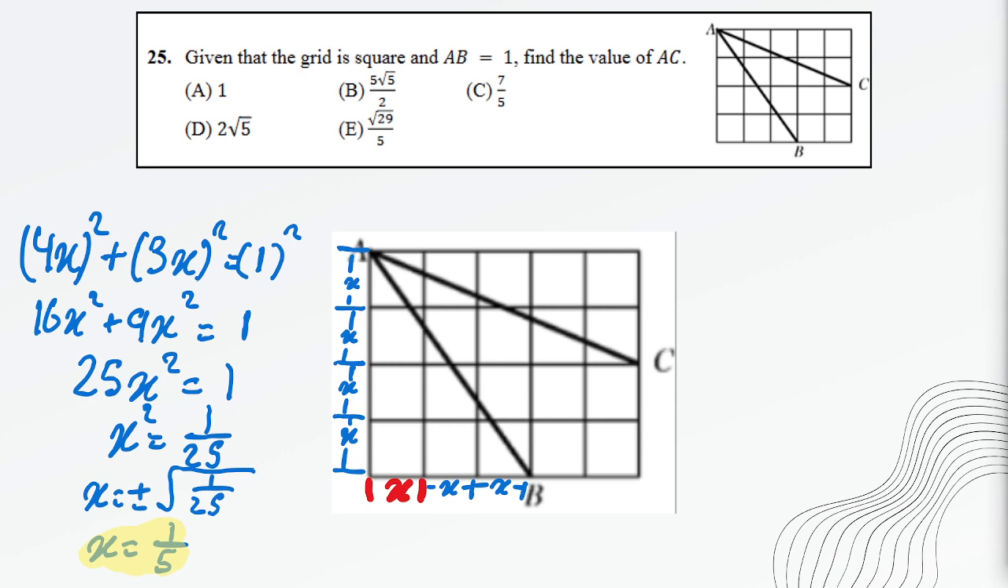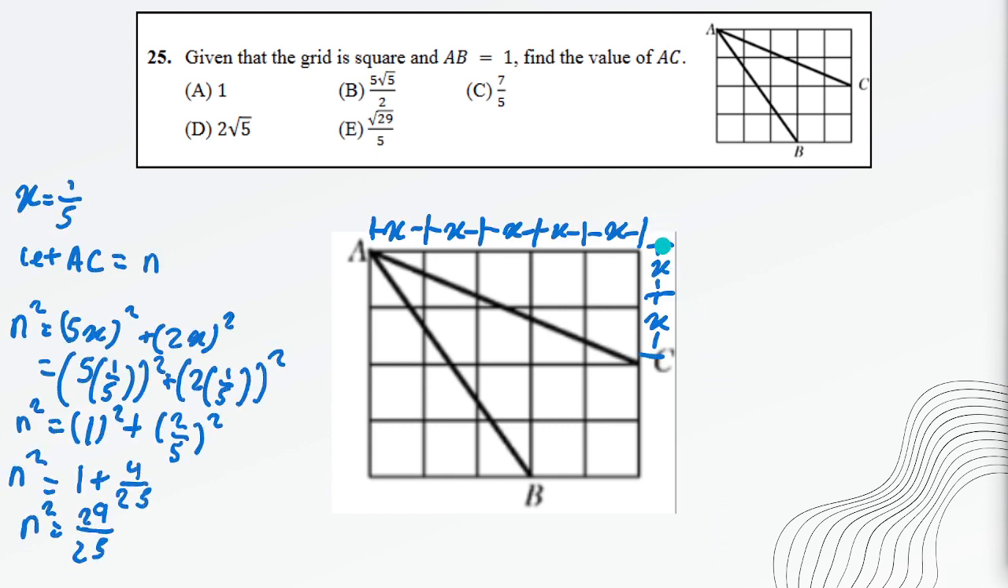Now, you know that lengths cannot be negative, so we just ignore the minus part and proceed with x equals the positive square root of 1 over 25. And that equals 1 over 5. So x equals 1 over 5. That's the length of these little square sides over here. And now, using that, we'll proceed.